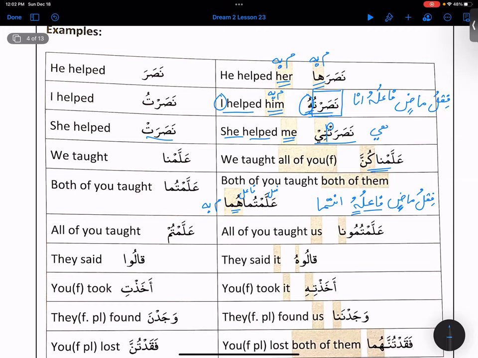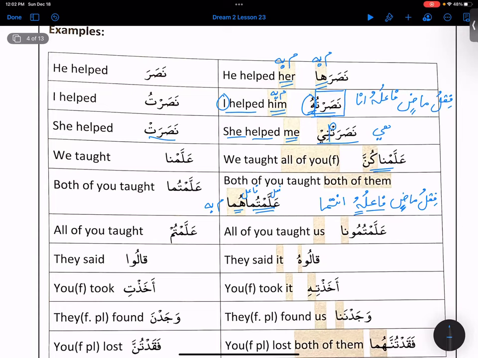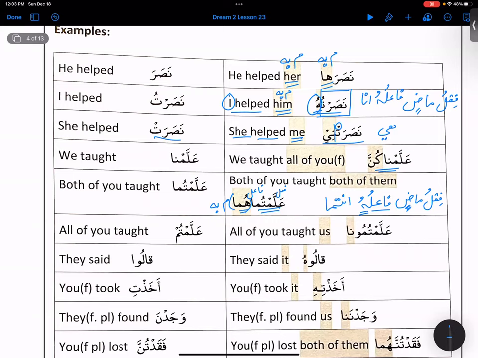Ustadha, we don't have to write the maful bihi, huma, with it? When we write felu madin failuhu antuma, aren't we supposed to write the maful bihi huma too? That is separate. This one is a complete sentence. So this is one thing done, and now we have extra information, so that is a separate label. Okay, so Allamtuma is one label, one word.